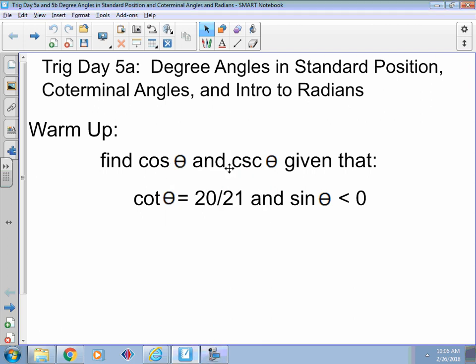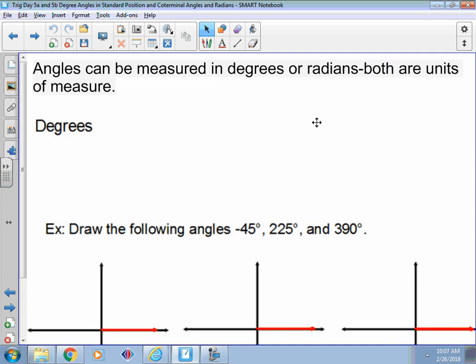All right, so there's a lot of information today on day 5 about standard position, what a coterminal angle is, and an introduction to radians. So we're going to jump straight in, and I'm going to let you do the warm-up on your own.